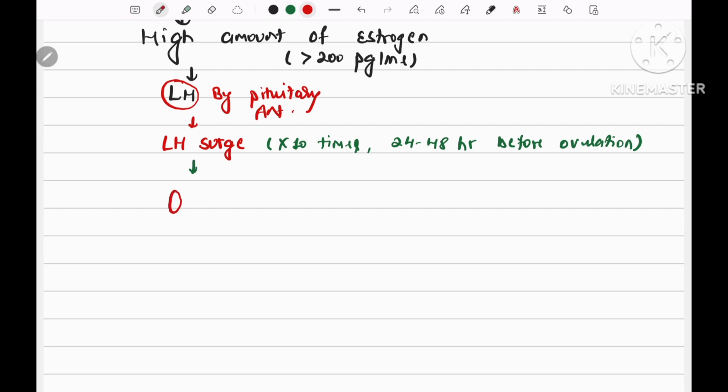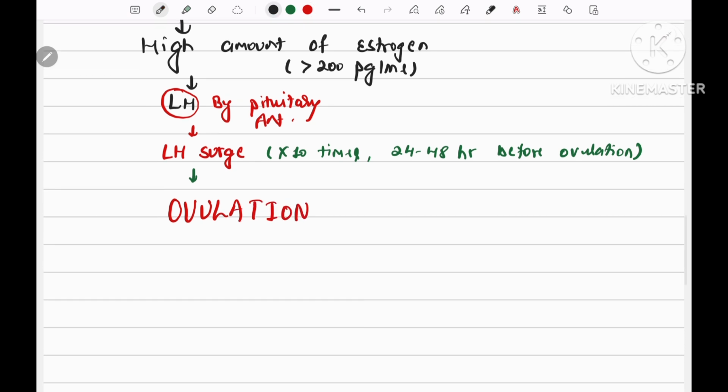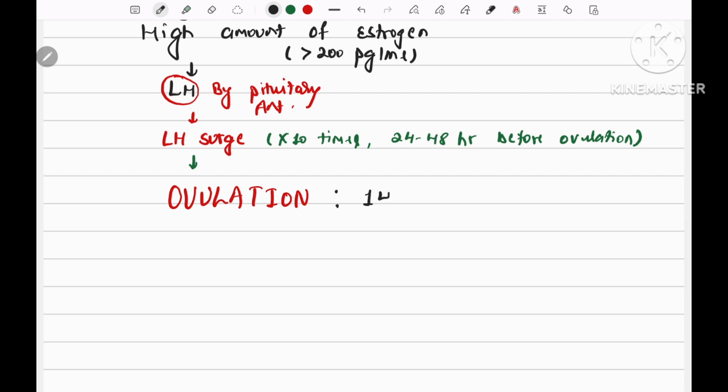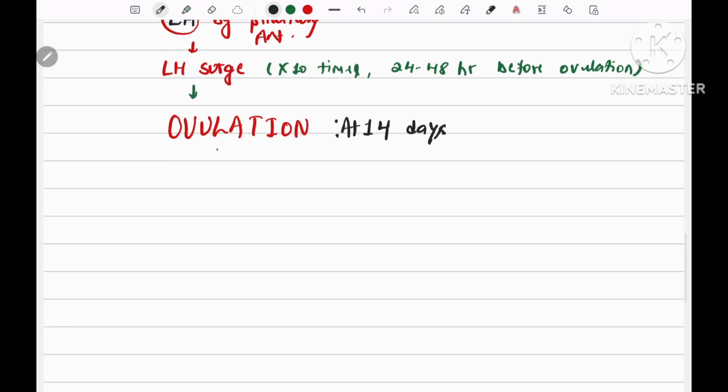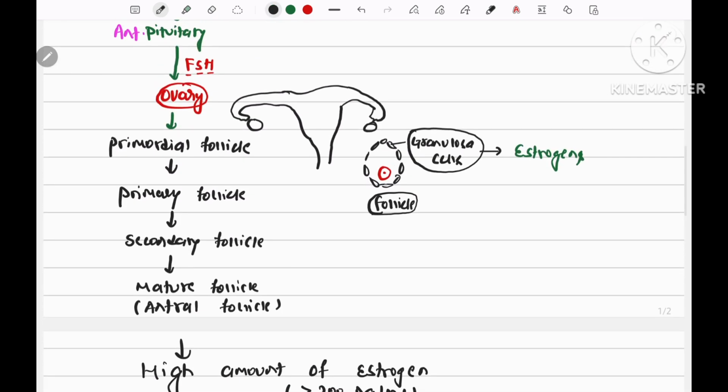So the day on which ovulation takes place is usually day 14 on average. Now, if we consider this as a follicle, then during ovulation an excessive amount of pressure is created inside this follicle, due to which the oocyte gets released from the antral follicle.